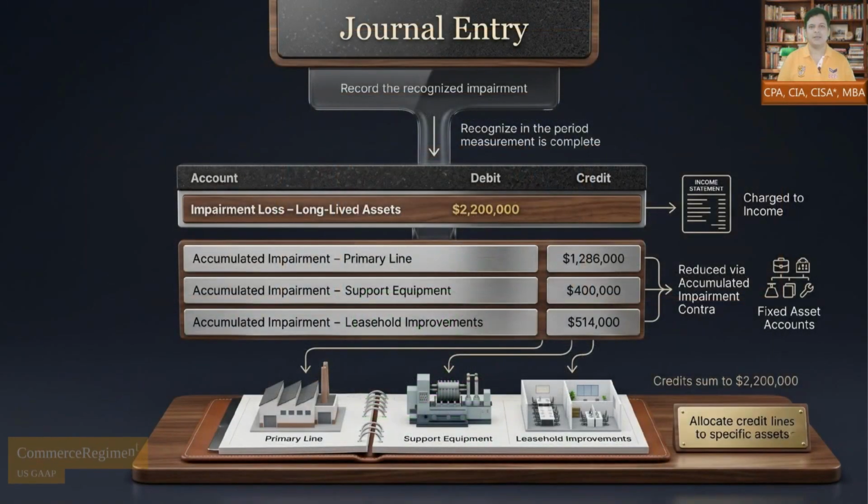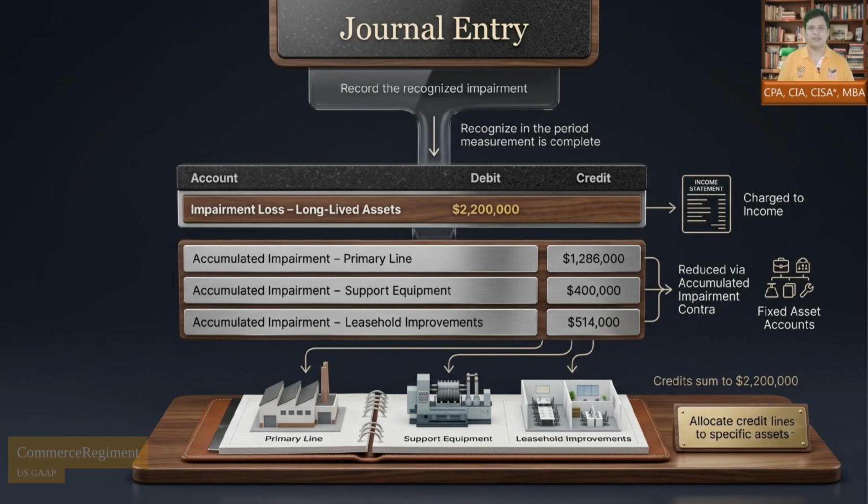Now we record the impairment journal entry. Debit impairment loss long-lived assets for $2,200,000. Credit accumulated impairment primary line for $1,286,000. Credit accumulated impairment support equipment for $400,000. Credit accumulated impairment leasehold improvements for $514,000. The total credits equal $2,200,000, so the entry balances.